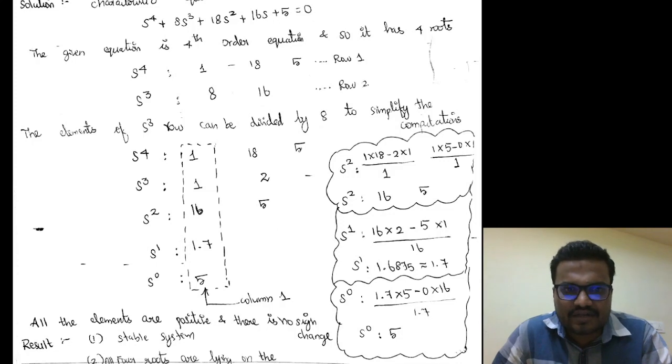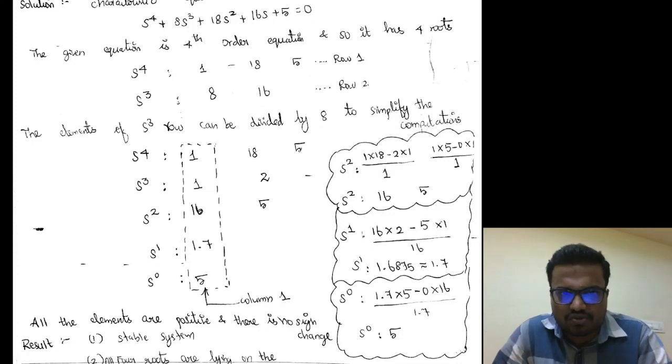After that, we calculate the corresponding value for the next row, s power 1. The s power 1 value is calculated by the same method: 16 into 2 minus 5 into 1, divided by 16, so the value will be 1.7. The 1.7 is written in the s power 1 row. Like that, all the values are arranged and calculated up to the last row.